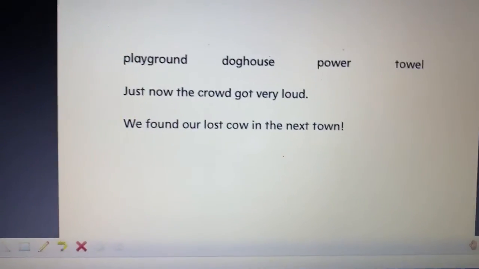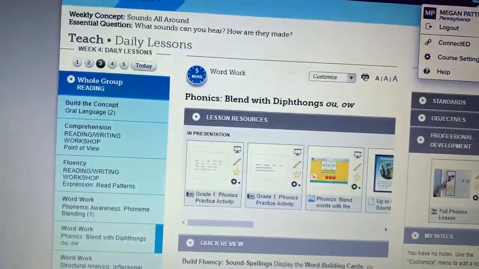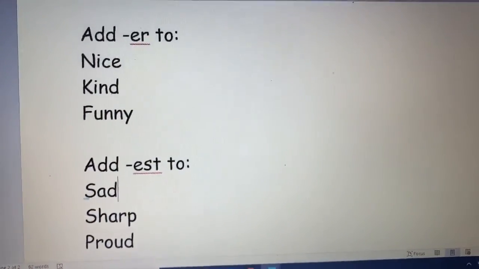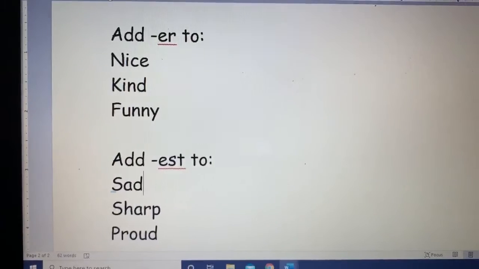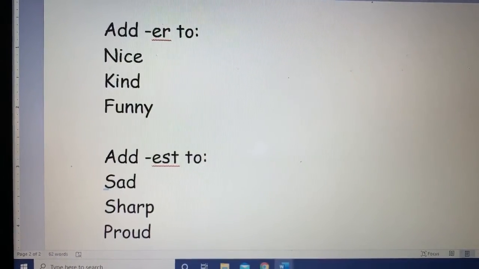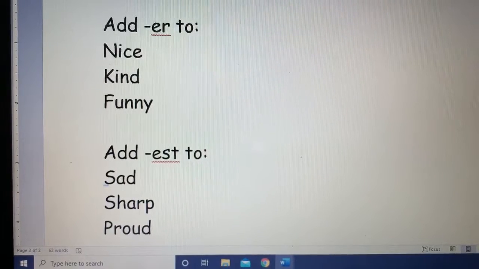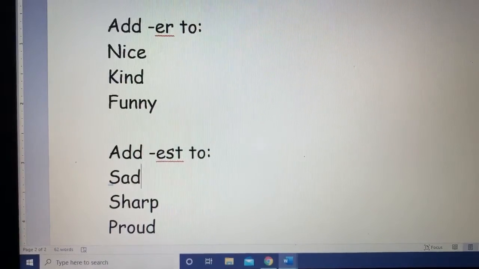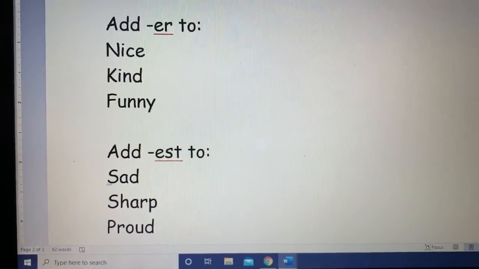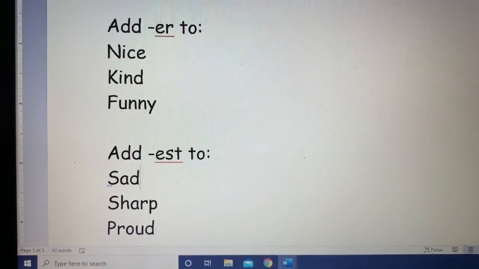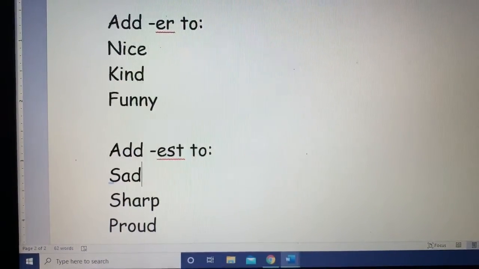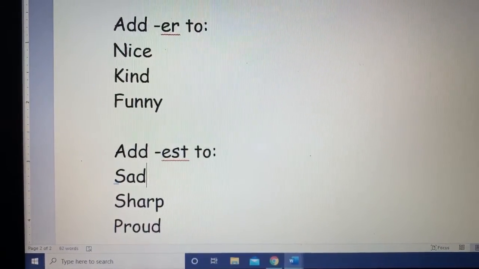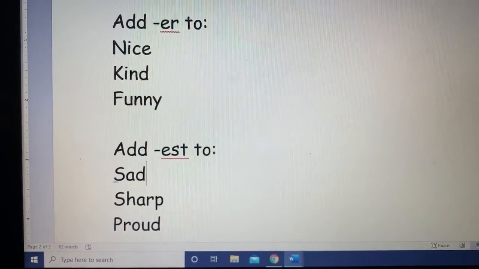Now, last thing that we are going to do is we had talked on Tuesday about how we can add ER and EST to the end of words. And I told you I was going to have a little challenge for you because we were talking about how we couldn't just add them on there. Sometimes we have to change the spelling. So when I see you on Thursday, I want to know, how am I going to spell nicer, kinder, and funnier? And how am I going to spell saddest, sharpest, and proudest? So think about those things that we might do.